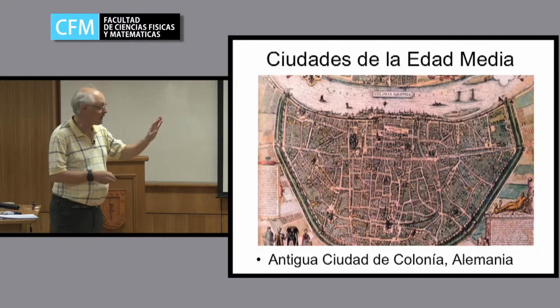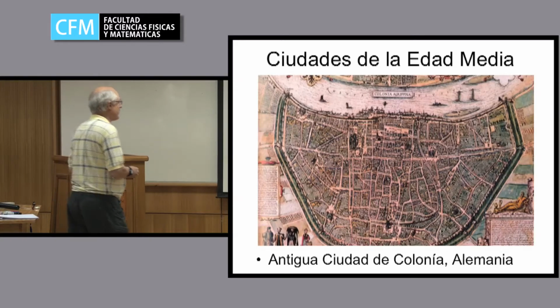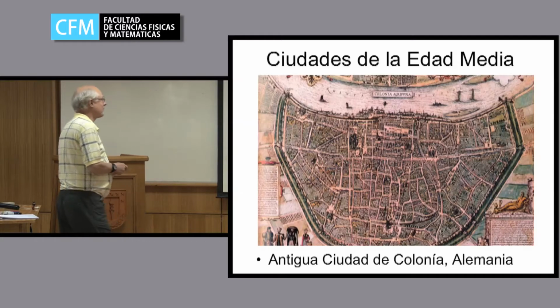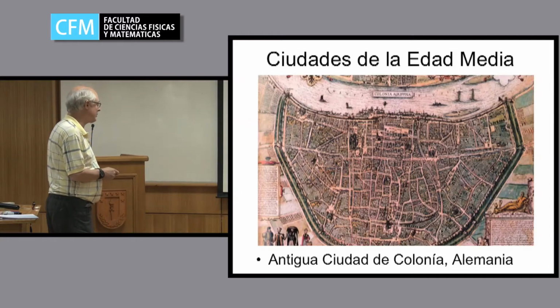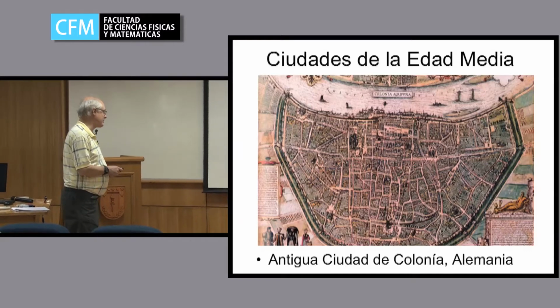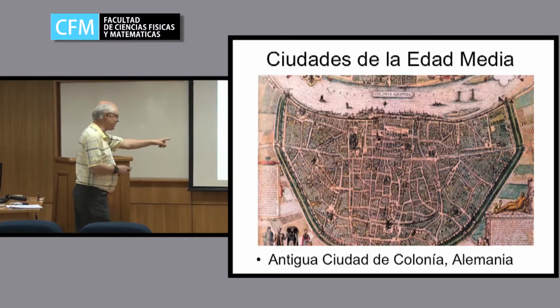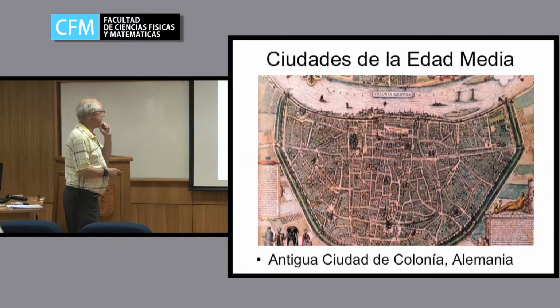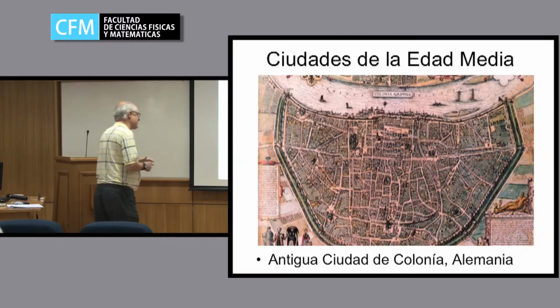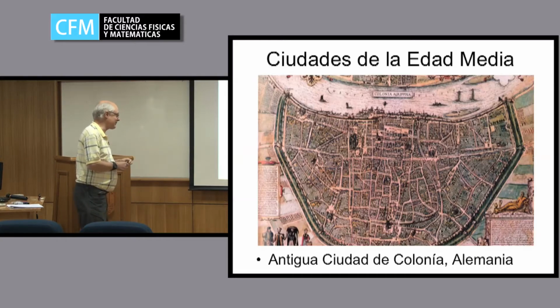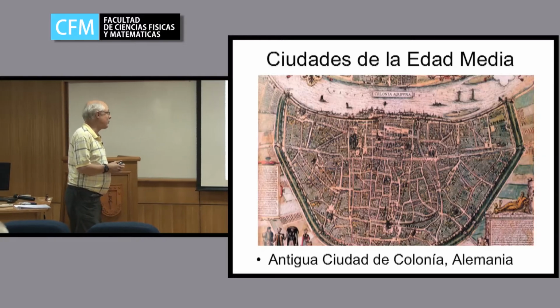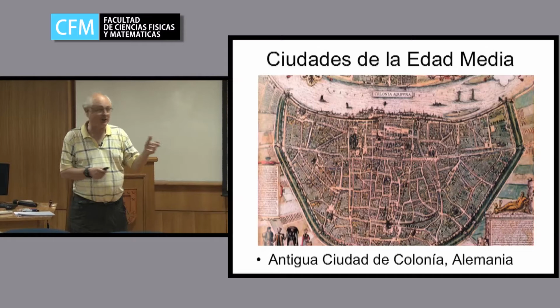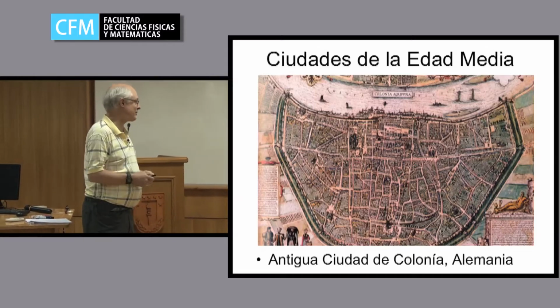Okay, before I get into the mathematics, let me give you a few more pictures. I'm going to show you a couple of pictures of cities from the Middle Ages. This one is Cologne in Germany. And the idea here is to show you that there are many situations in actual practice or in nature, so to speak, where the growth of something takes a circular form.